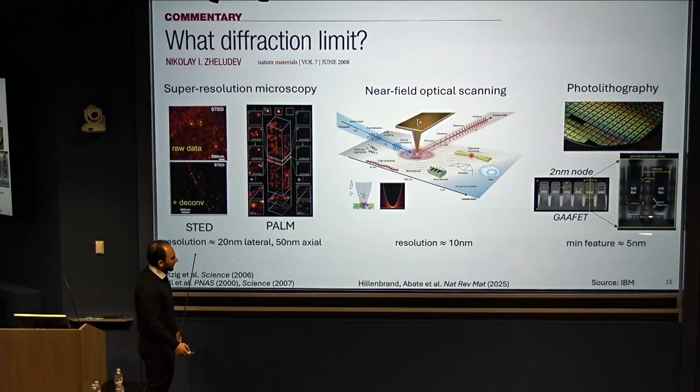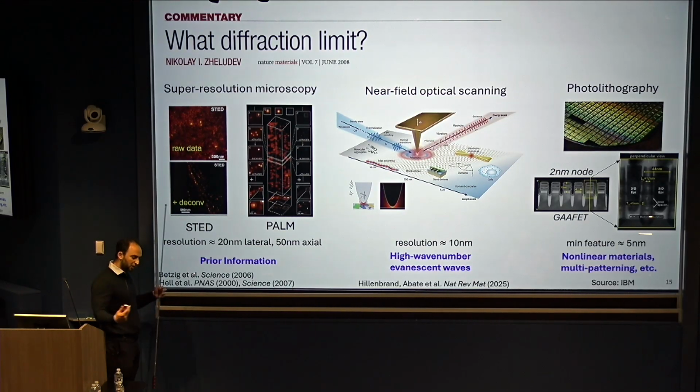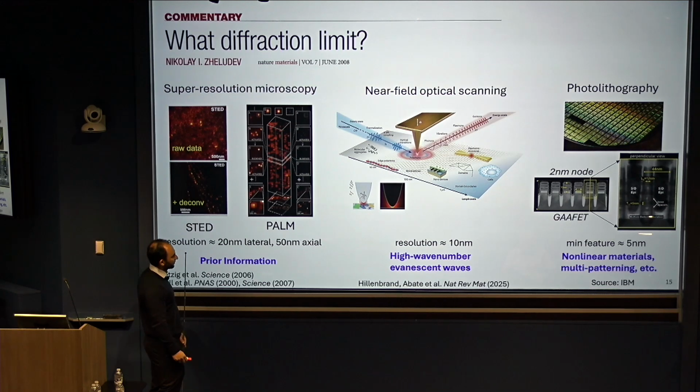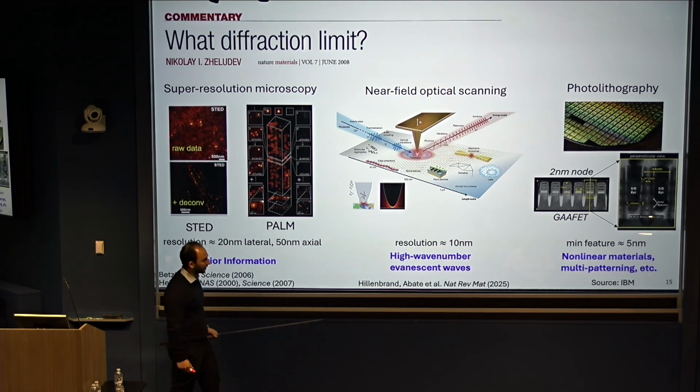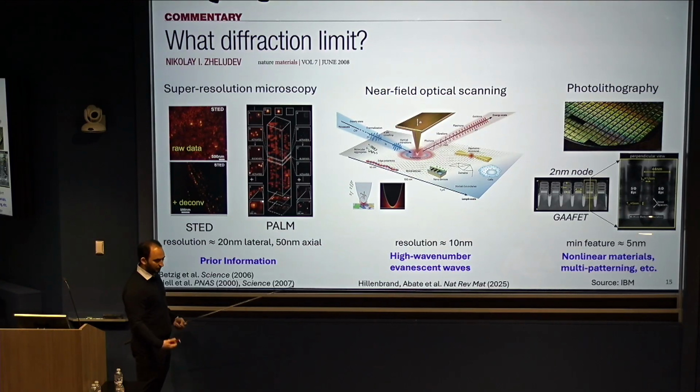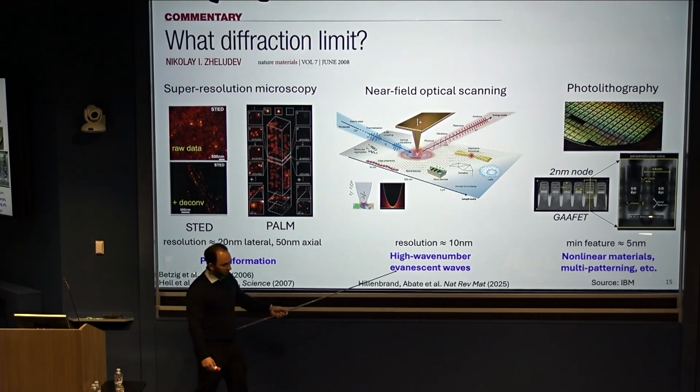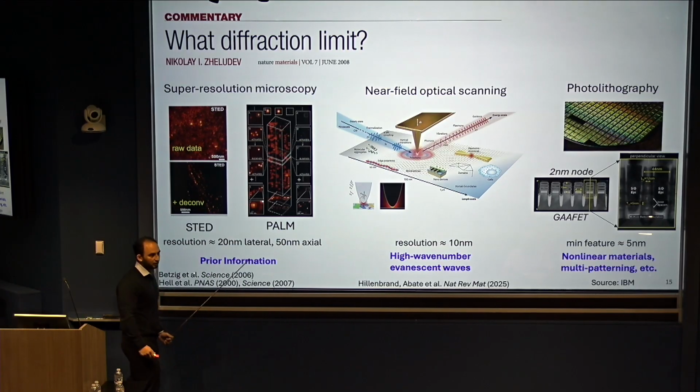Of course, none of these have anything to do with actually taking far field waves and focusing them more tightly. In this case, you're using prior information about sparsity that you know. There's a limit to the number of things that might be fluorescing at a time. In the near field, we're just accessing high wave number evanescent waves. And in photolithography, the light may be linear, but the material resist can be nonlinear. There are multiple exposure techniques that one can use, and so forth.